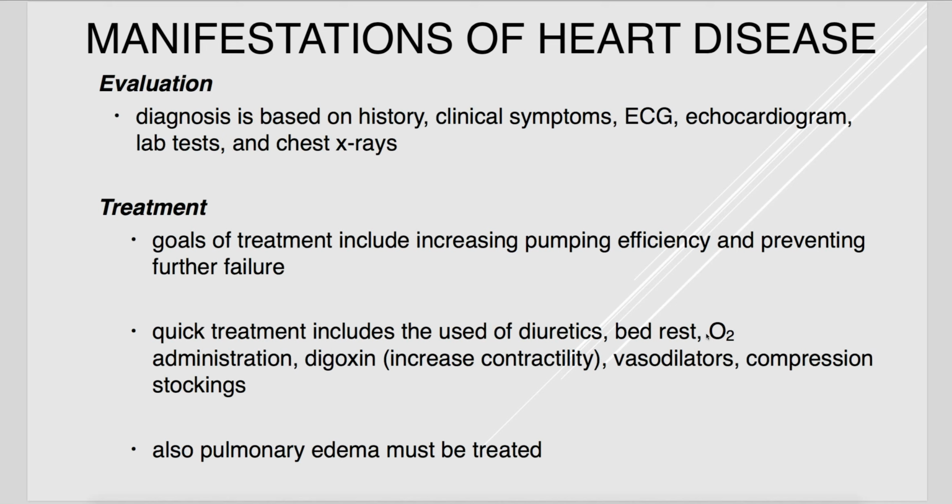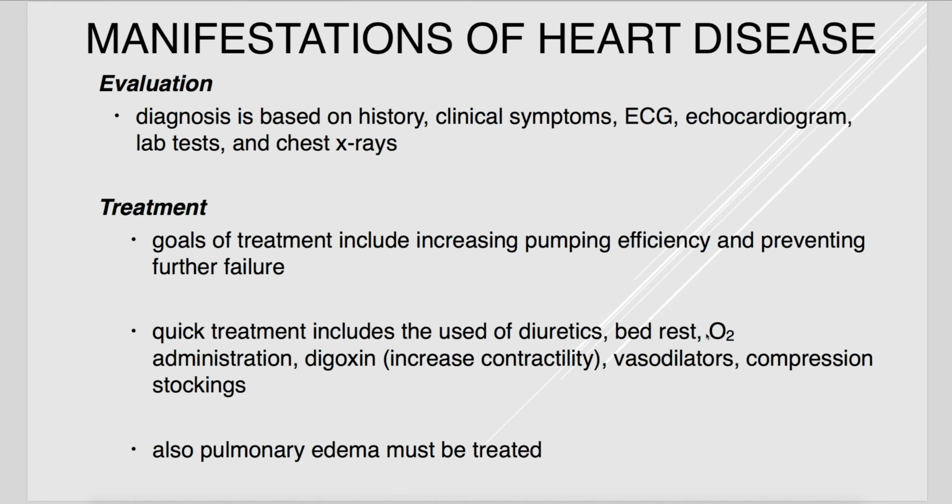So manifestations here, clinical symptom or evaluation. Diagnosis, history, clinical symptoms, an echocardiogram, chest x-rays, you'll see the enlargement. Lab tests like stress tests and things like that. As far as treatment, you want to increase how efficiently the heart pumps and prevent further failure. So when I show you that curve, you basically want to stop going down that hill. That's kind of the goal of treatment.